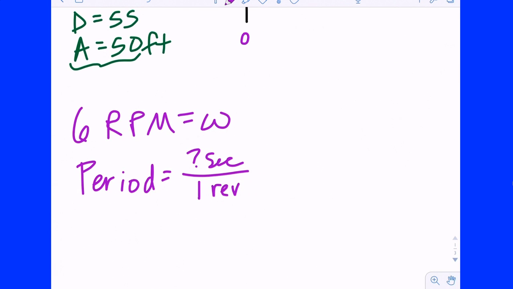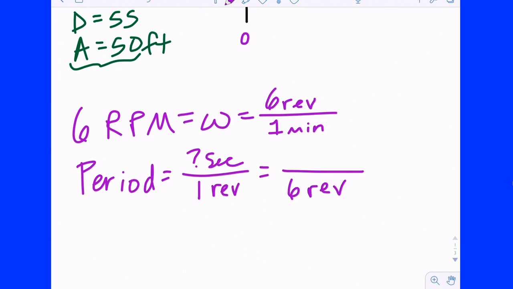That's the period. Well, if I know that it makes 6 revolutions per 1 minute, how can I use that to figure out how many seconds are in one revolution? Stoichiometry. Yeah, I can actually convert it. If I just flip the angular velocity, I'm going to get units of minutes per revolution. Yes? Which is a type of wavelength or period. So the omega, the angular velocity, and the wavelength or period are really reciprocals of each other. So if I flip that, I get 6 revolutions down here and 1 minute on the top.